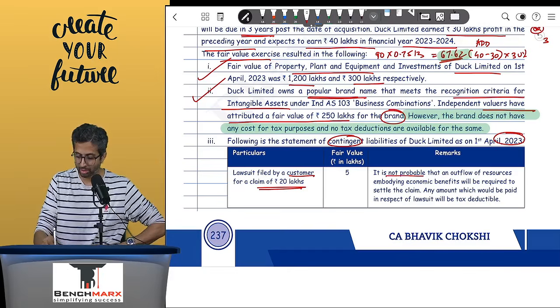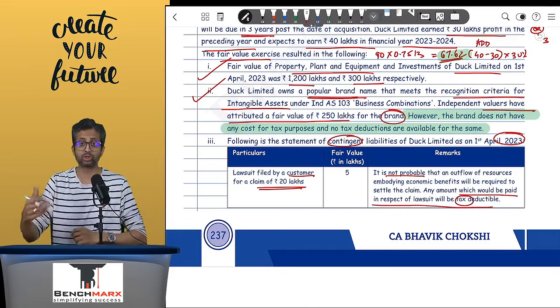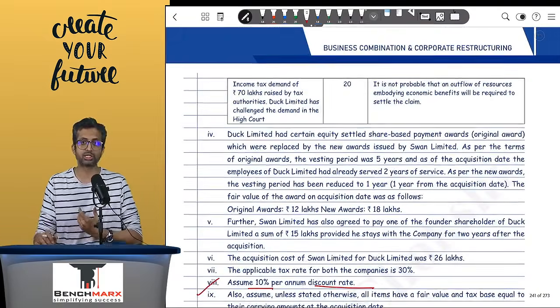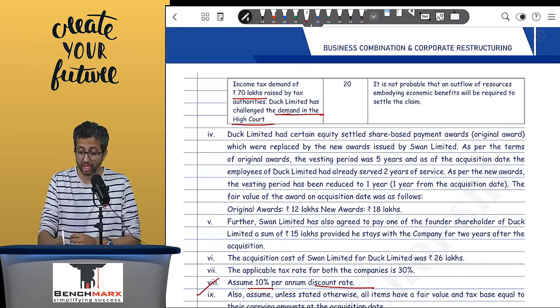It is not probable that an outflow of resources would be required to settle the claim. Any amount which would be paid in respect of the lawsuit will be tax deductible. So if you end up paying something, you will get a tax deduction for the same. Fair value is 5 lakhs. Should this be considered as a part of net assets taken over? Yes. Income tax demand of 70 lakhs raised by the authorities. DUC has challenged the demand in the court. The fair value is 20 lakhs.